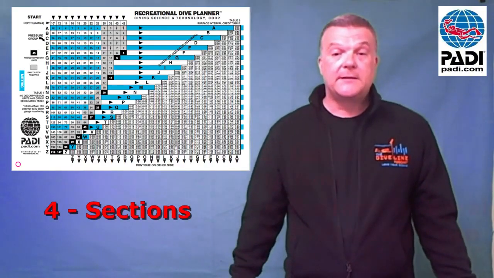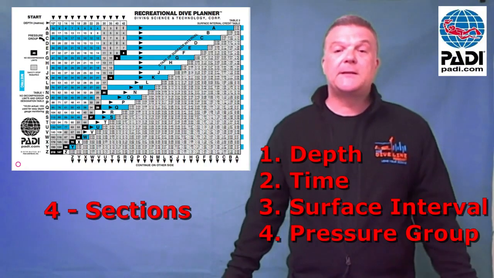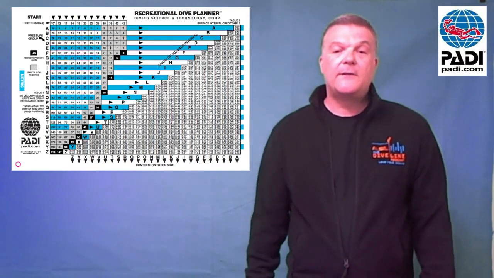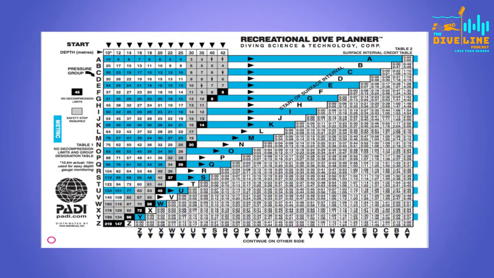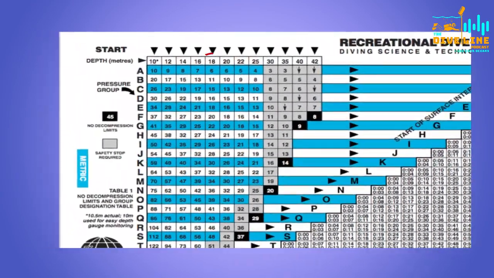Let's look at some of the basics. The RDP table is split into 4 sections. We have number 1, depth. If you're a newly qualified open water diver, you can dive to a maximum of 18 metres, shown here.